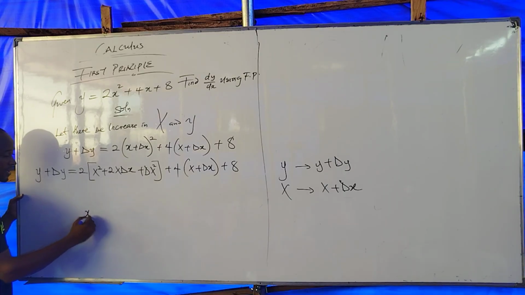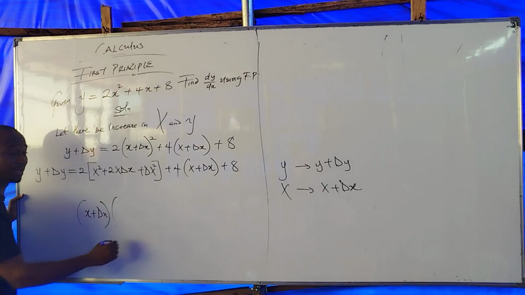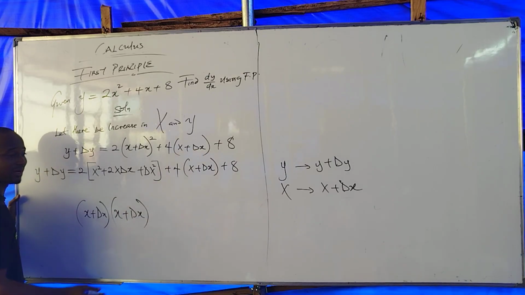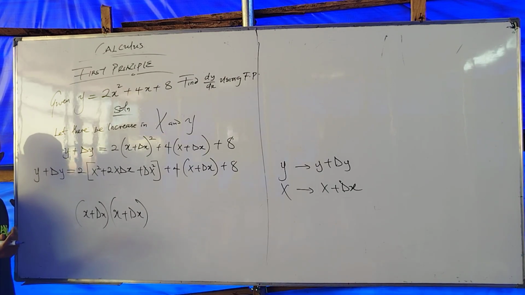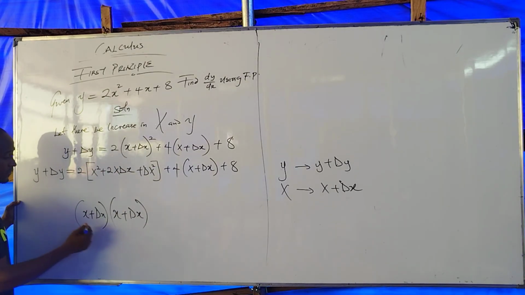But let me show you again. This is like saying x plus delta x all squared, which means x plus delta x in 2 places. You have to learn the principle of Pascal's triangle. I've told you about binomial expansion, right? Sometimes they might give you raised power 3 here, or raised power 4.